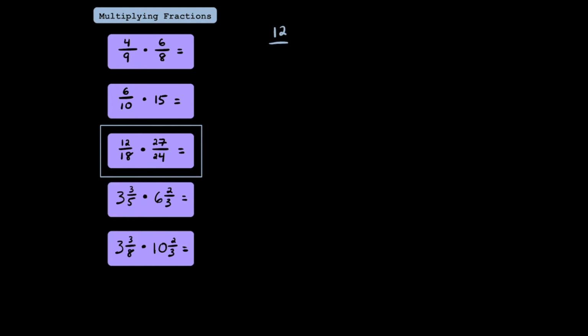Now let's try 12 over 18 multiplied by 27 over 24. Right away, I notice that 12 and 18 are both divisible by 6. Dividing 12 by 6, we get 2, and dividing 18 by 6, we're going to get 3. Looking at 27 over 24, they're both divisible by 3. 27 divided by 3 is going to be 9, and 24 divided by 3 is going to be 8.